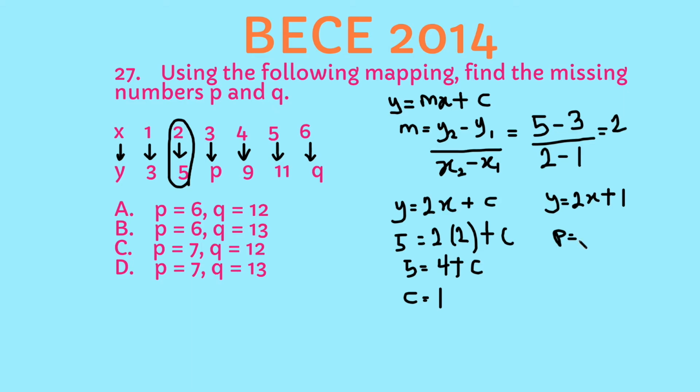So for P, we have x. We replace x with 3, which is 2 times 3 plus 1. And P, which is the y value, is 7. So our answer for P is 7. With Q, we have x being 6. We place it into our equation, and now we have 2 times 6, that is 12 plus 1. Our final answer is 13. So P is equal to 7, Q is equal to 13 is our final answer, which is D.